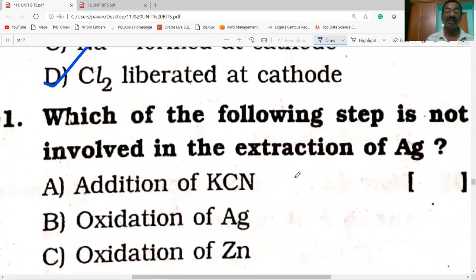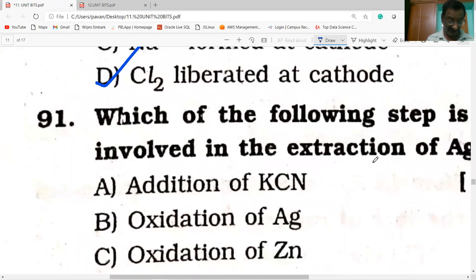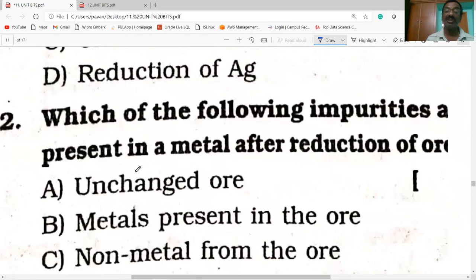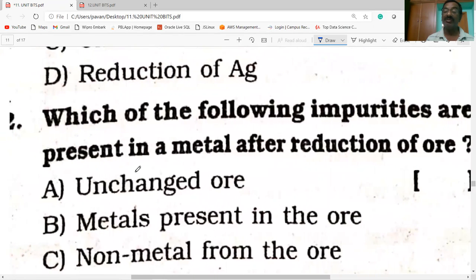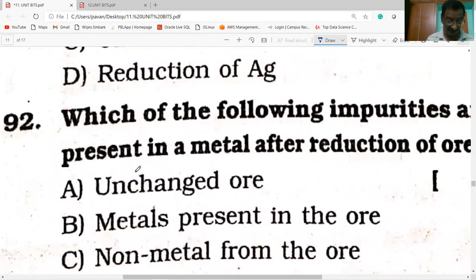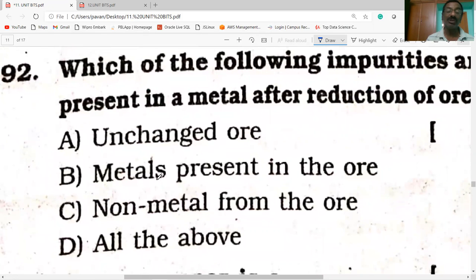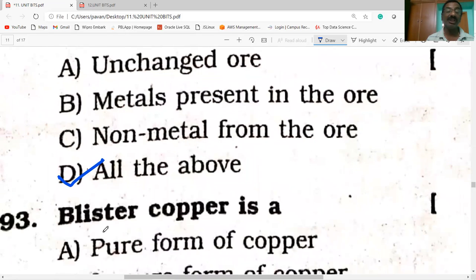Which of the following steps is not involved in the extraction of silver? Oxidation of silver is not involved in extraction of silver. Which of the following impurities are present in a metal after reduction of the ore? Unchanged ore, metals present in the ore, non-metal from the ore, all the above are present as impurities in the metal after reduction of the ore.